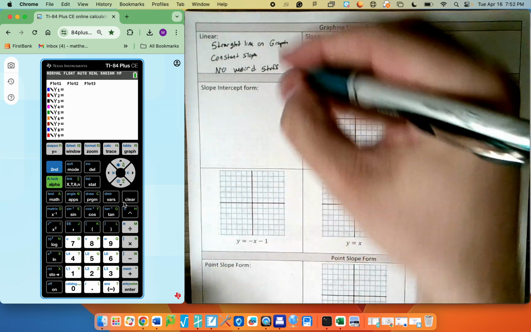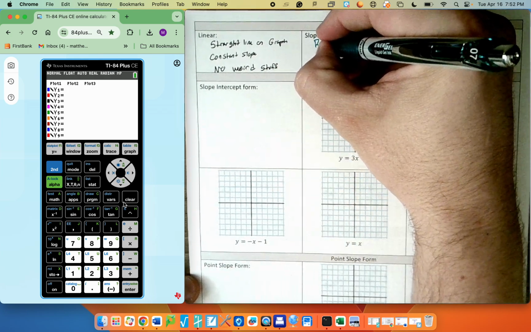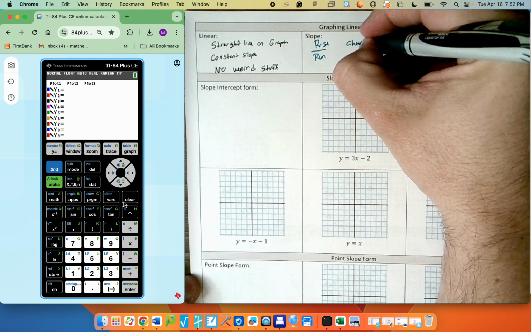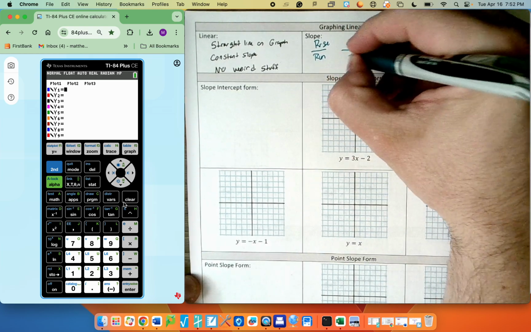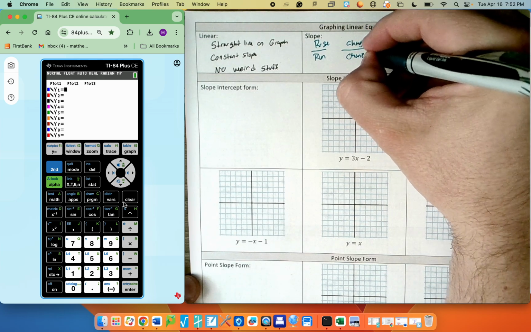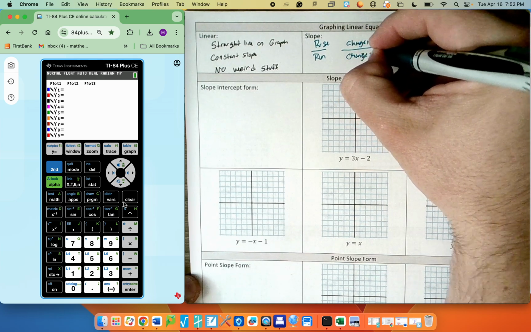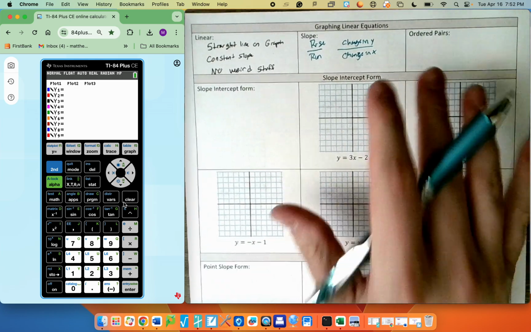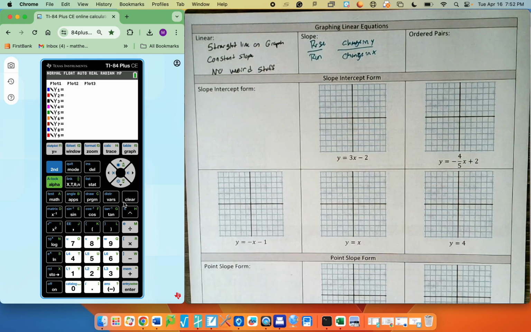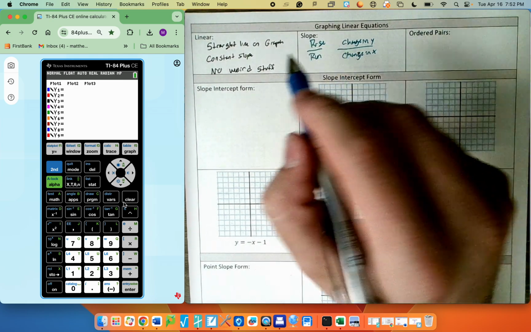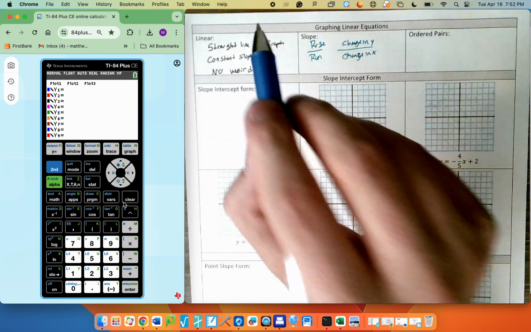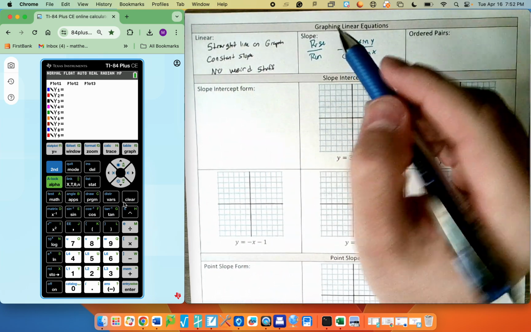Slope. This is our rise over our run. It's the change in y over the change in x. We should be able to, on linear functions, count it. Now, every function has slope. The only thing that makes a linear function special is that it's constant. It's the exact same slope all the way through a problem.